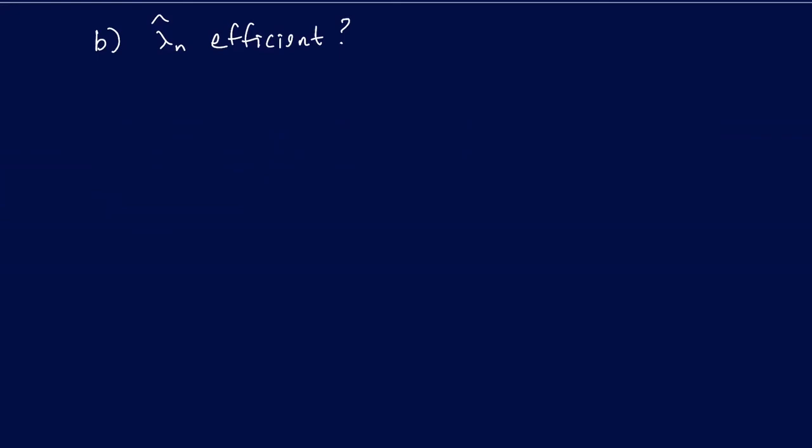So usually we talk about efficiency when we have an unbiased estimator, but we can still do this problem. We want to compute its variance and compare it to the Cramér-Rao lower bound. So what is the variance? The variance for the MLE is, I'm just going to plug in the MLE. This is 1 over X bar.